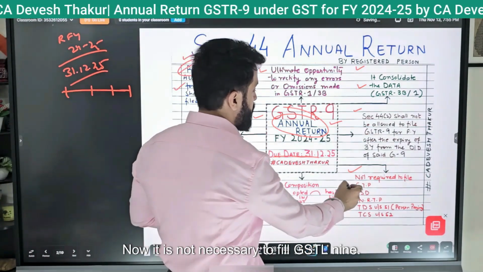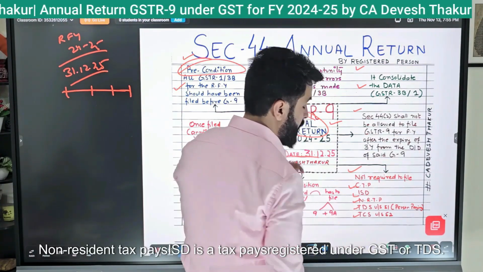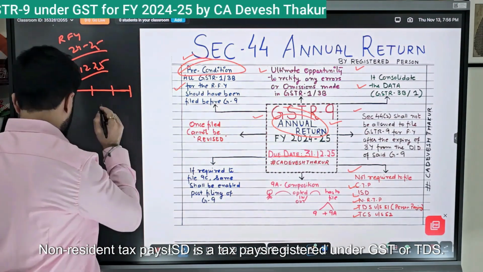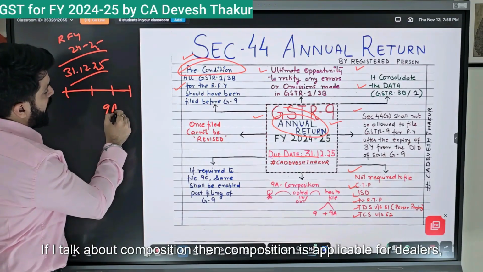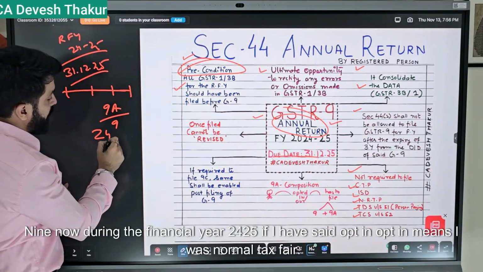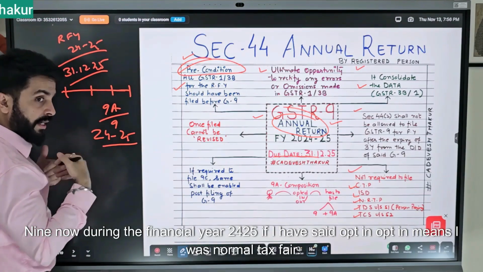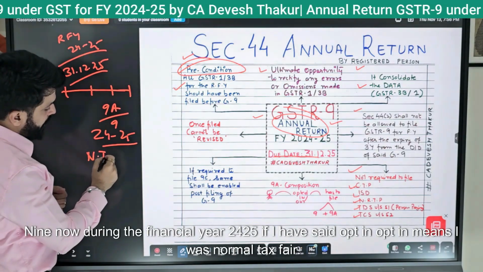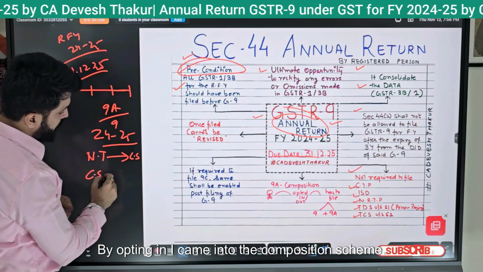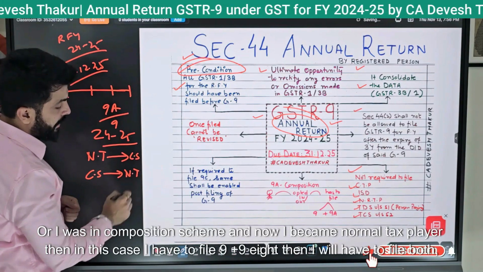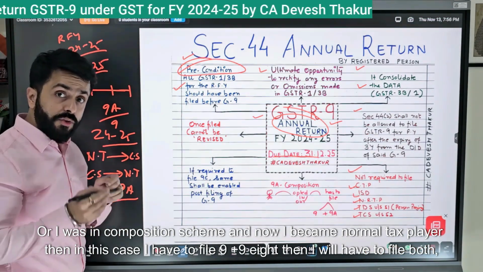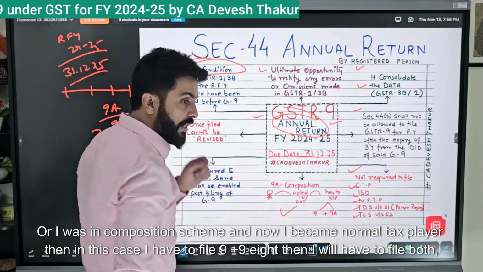Now, it is not necessary to fill GSTR-9 for non-resident taxpayers, ISD, or a person registered under GST or TDS. If I talk about composition, then composition dealers file GSTR-9A and normal taxpayers file GSTR-9. During the financial year 24-25, if I opted in, meaning I was a normal taxpayer and by opting in I came into the composition scheme, or I was in the composition scheme and now became a normal taxpayer, then in this case I have to file both GSTR-9 and 9A.